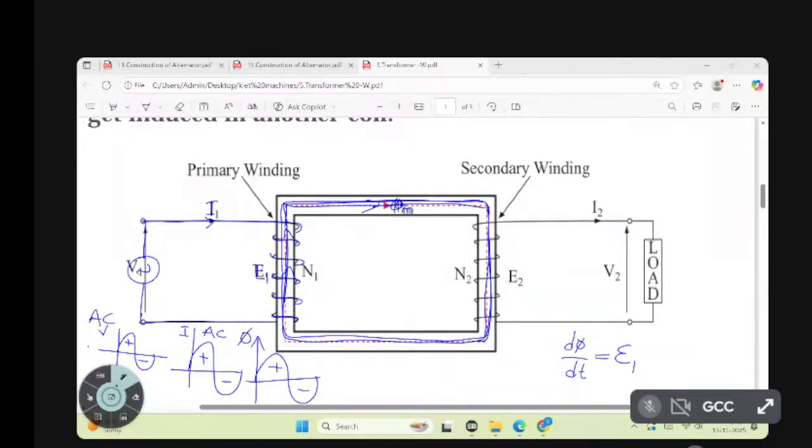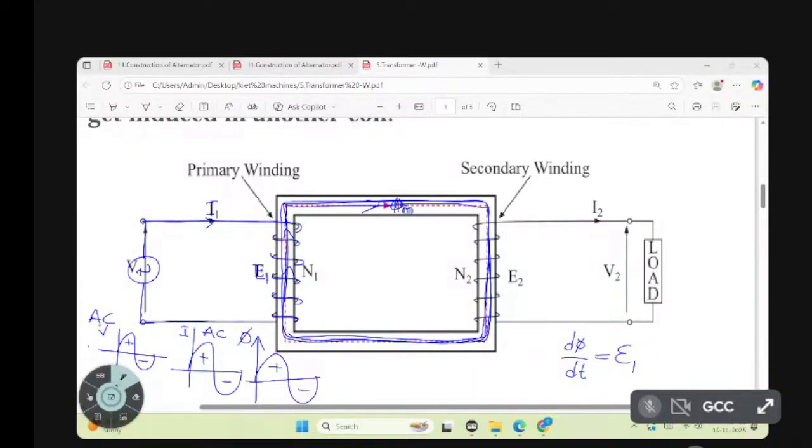Okay. Now EMF is induced here. So the same flux is revolving here. What about this winding? Only I wound the second limb, second here, only I wound. There is no voltage, there is no current, but flux is flowing.